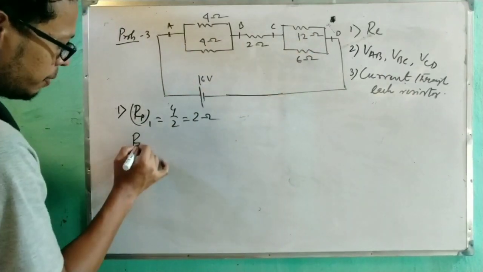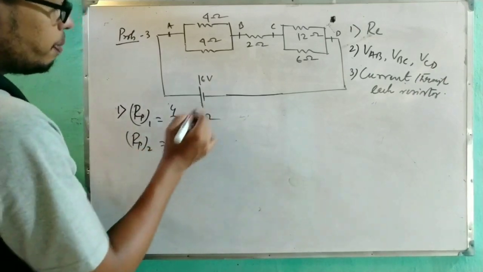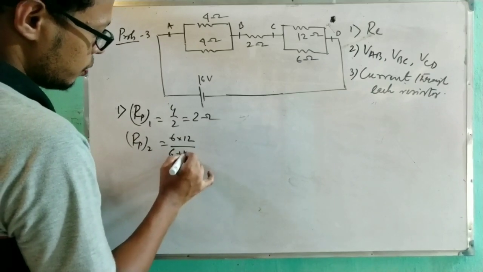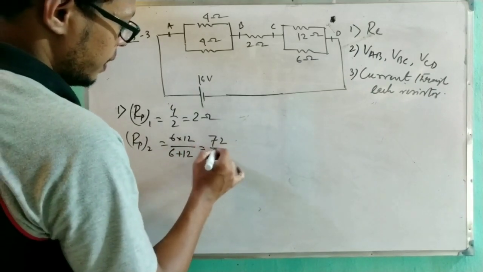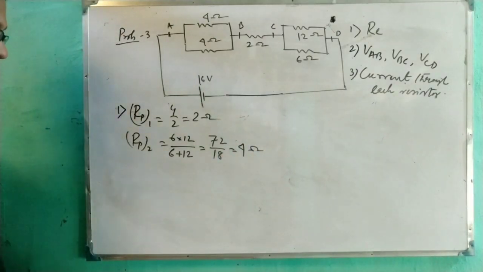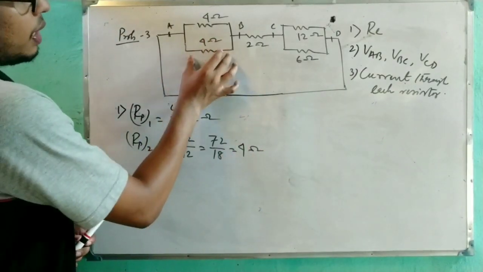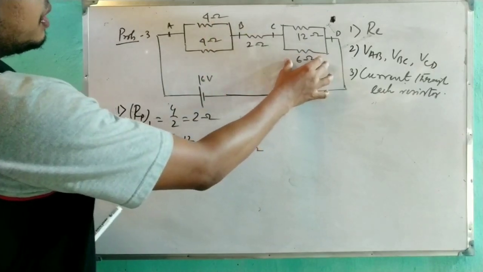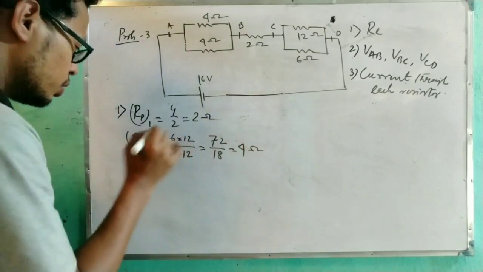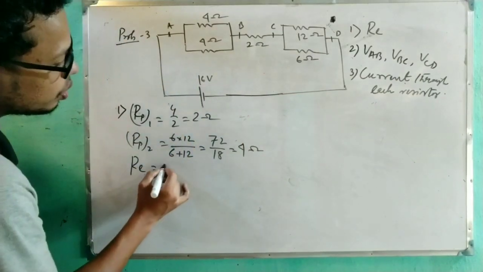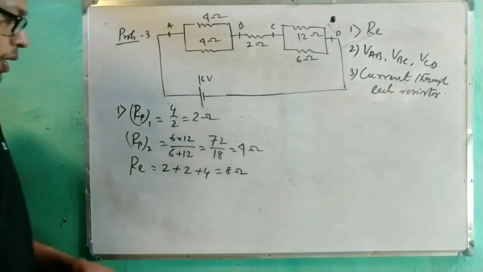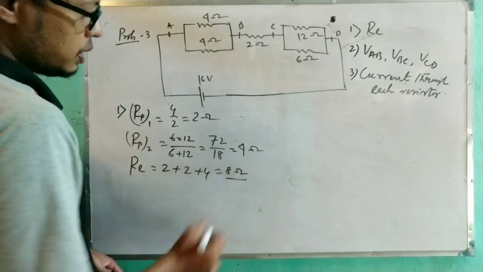And here RP2, these are connected in parallel also. So 6 into 12 divided by 6 plus 12. This will be 72 divided by 18, and it will come 4. Now this parallel connection means this equivalent and 2 are connected in series. So this R equivalent will be 2 plus 2 plus 4, this will be 8 ohm. Okay, now this is the first answer.